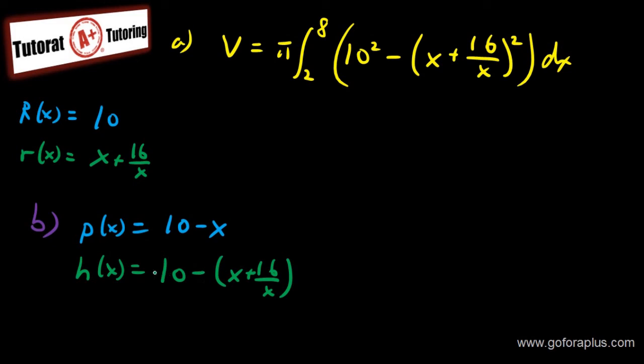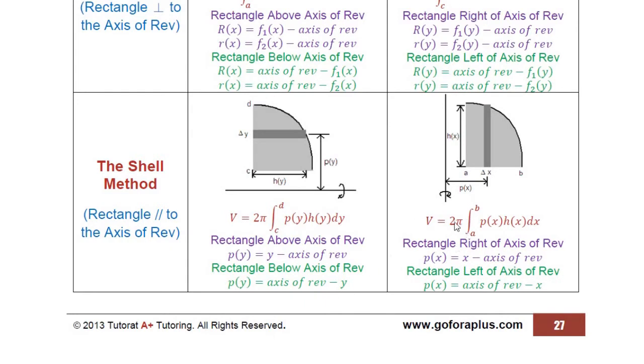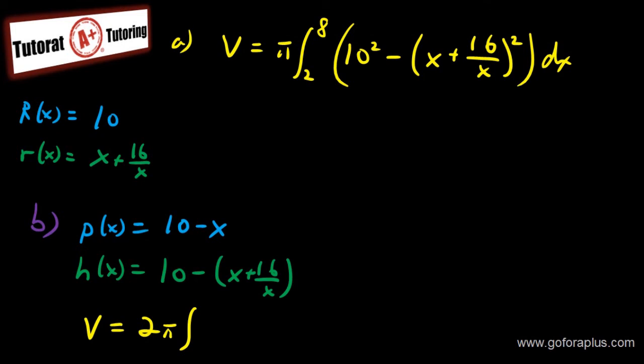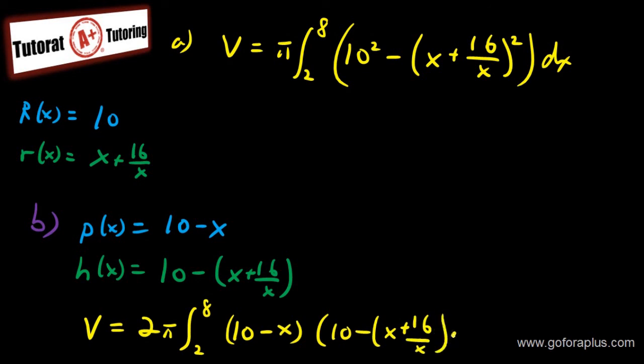Now, if you want to put this into the formula for the integral, all you have to do is volume equals 2 pi integral a to b of p times h, integral from 2 to 8. p is 10 minus x, times 10 minus the quantity x plus 16 over x, dx. So this is my integral using the shell method.